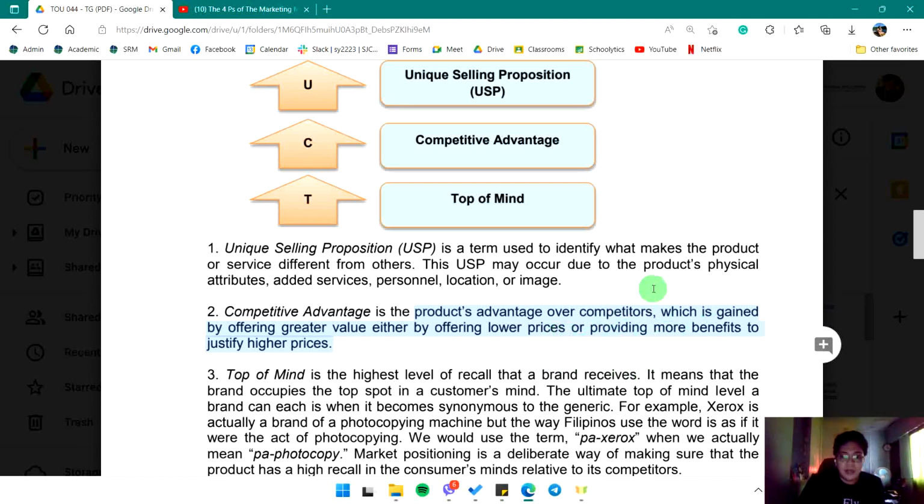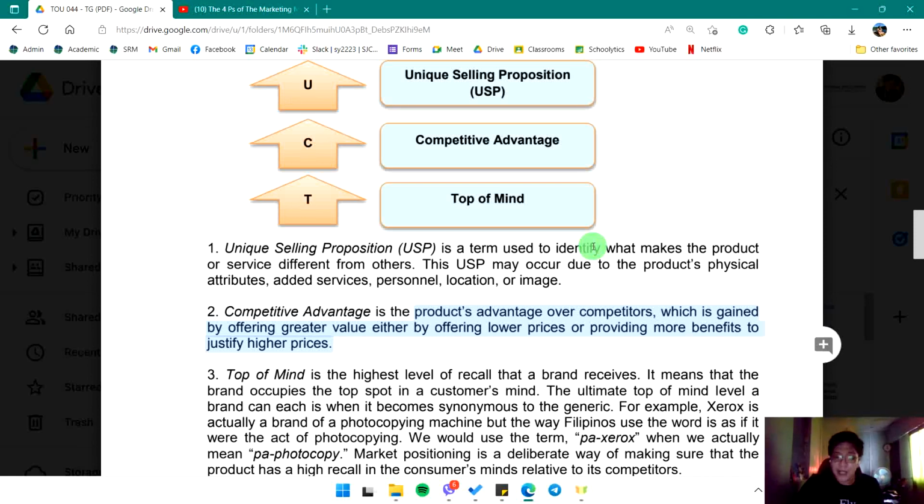Or providing more benefits to justify higher prices. Dito tayo bumili sa produkto niya kasi mas marami tayong makukuha na benefits dito. So mas sulit sa pera natin compared doon sa ibang mga competitors na binibenta rin ito. So that is how competitive advantage works.